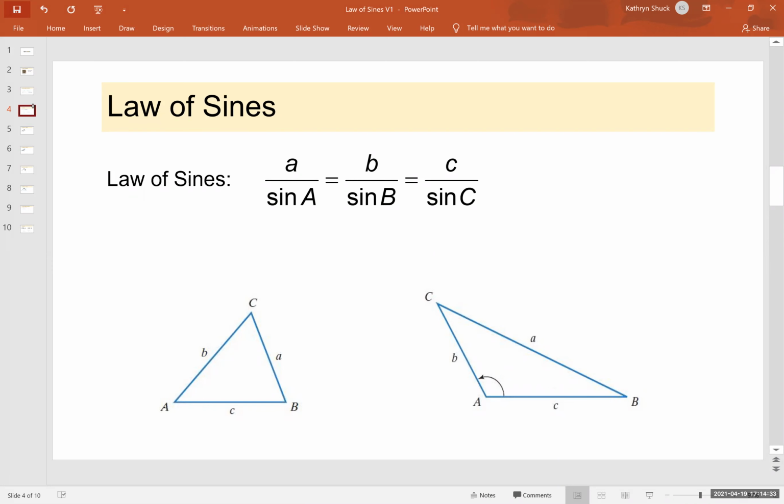So as long as you know one ratio here, so if I know side A's length and angle A's measure, I've got a known ratio. I can use the law of sines. So for instance, if I know angle A, angle C, side A, I now know everything I need to know for this ratio. And given my third element, I can find the other three. So that's what the law of sines is going to let us do.